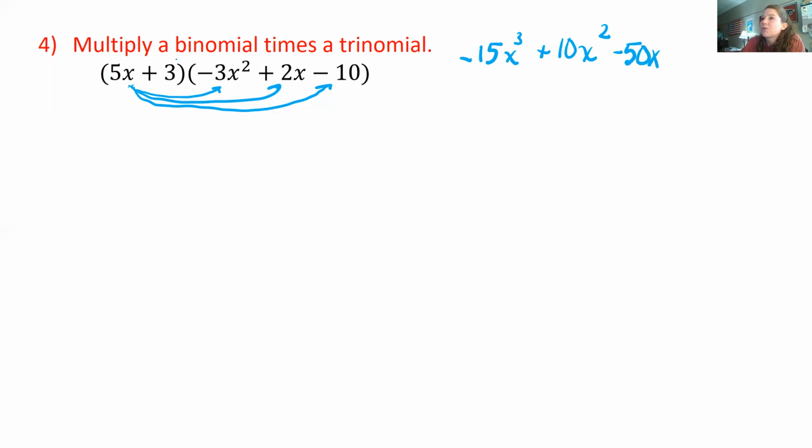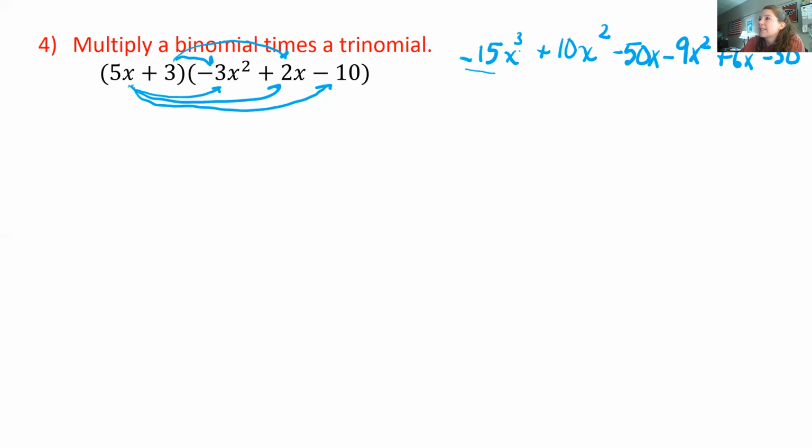Now we're going to move on to our 3. 3 times negative 3x squared is negative 9x squared. 3 times 2x is 6x. And 3 times negative 10 is negative 30. Now we've got to combine all of our like terms.